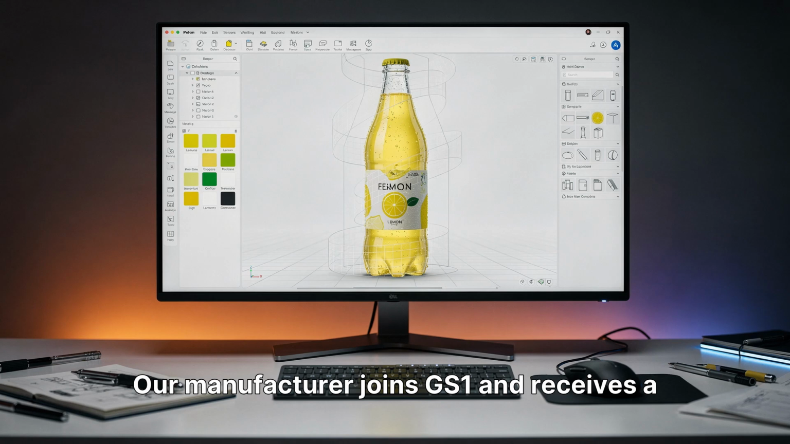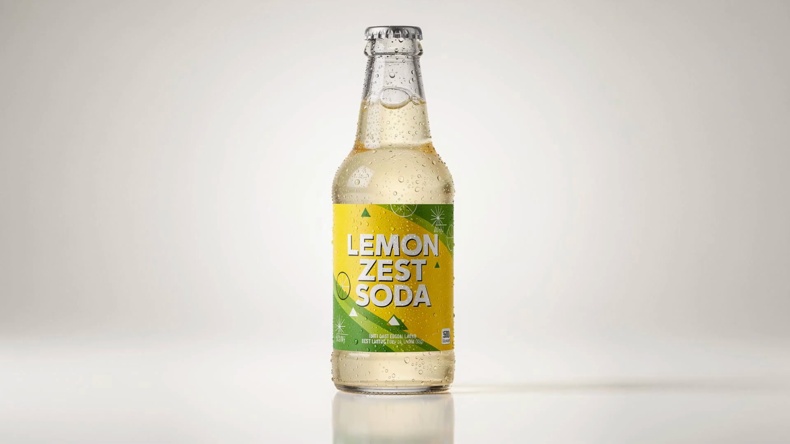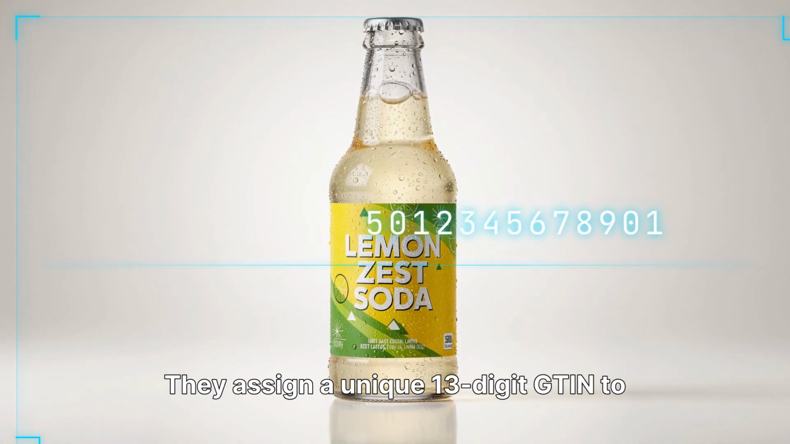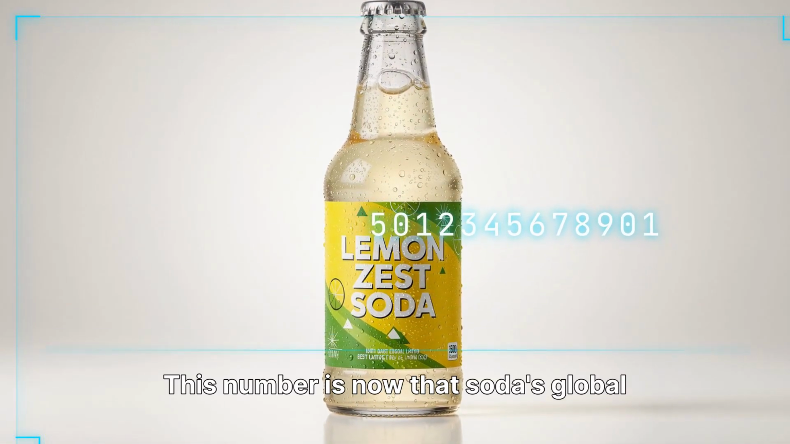To see how this works in the real world, let's follow the journey of a fictional product, lemon zest soda. Our manufacturer joins GS1 and receives a company prefix. They decide to sell this soda internationally. They assign a unique 13-digit GTIN to their 500 ml bottle. This number is now that soda's global identity.